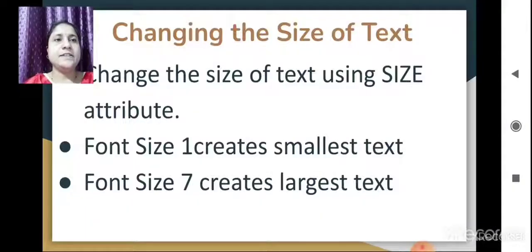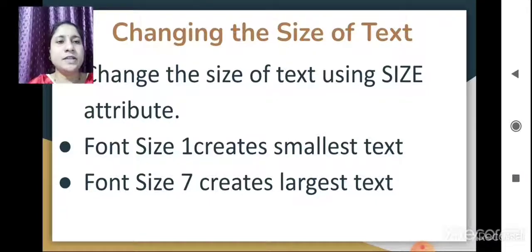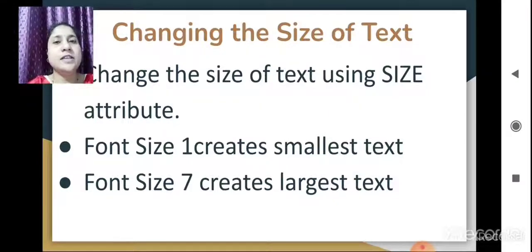The next is changing the size of text. With the help of the size attribute you can change the size of any text. Font size 1 creates the smallest text, font size 7 creates the largest text. So the size attribute goes from 1 to 7, size 1 creating a small text, while size 7 creates the largest text.